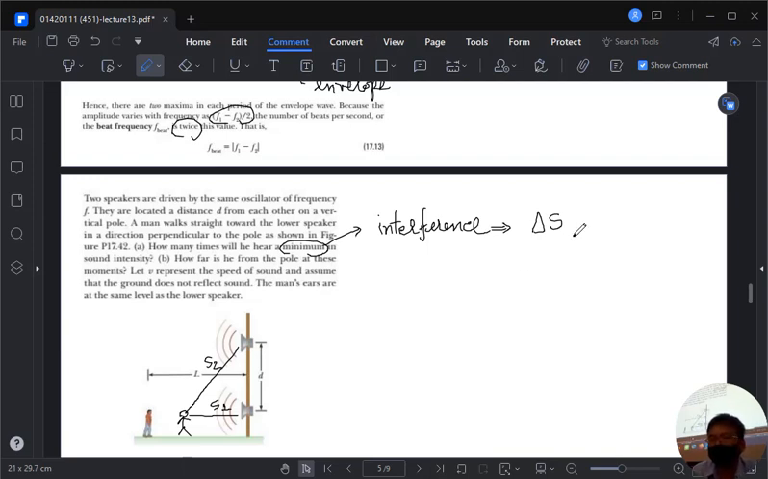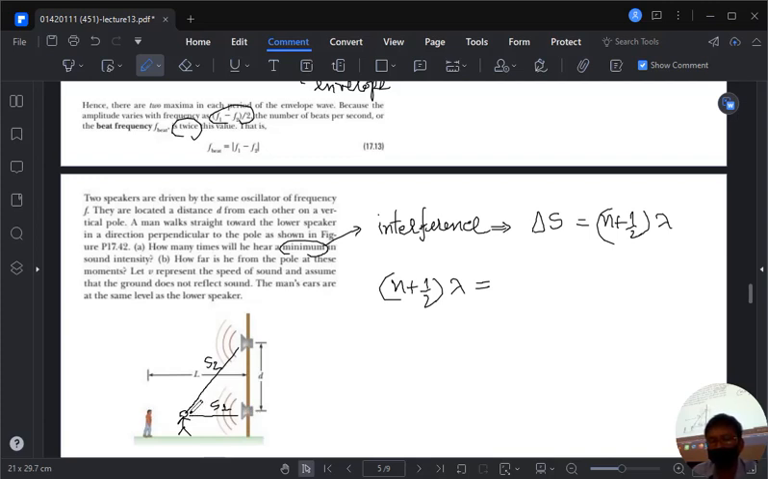When it's a minimum, it's n lambda over 2, right? Not really. It's half a lambda, right? So it's what? It's n and a half, right? Not n lambda over 2. Just keep that in mind. Because n lambda over 2 could be an integer, an integral number of lambda. So you should have that, right? Now you can plug it in. So n plus 1/2 lambda is this minus that, right?